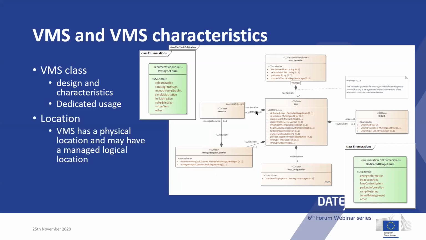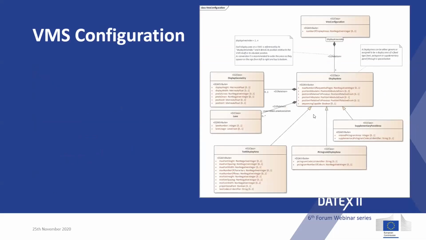VMS may have a location, of course, and may have a managed logical location. May have, because we also have dynamic mobile VMS, which may be moved from one location to another. So VMS location may not be instantiated in a static table, but only as dynamic information. And there is a configuration as well that we are going to see. This configuration may be for parameters which are both static or dynamic when linked in the VMS publication. So in the VMS table publication, we will reference the static information.